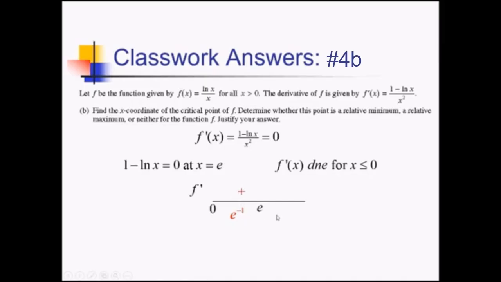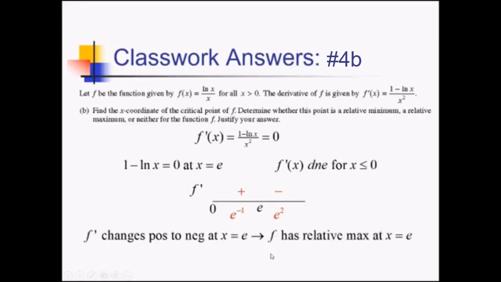And now something bigger than e, well, something that's easy. How about e squared? That would be 1 minus 2, which is a negative in the numerator. Denominator is still going to be positive because e squared squared is a positive. So overall negative result. Now in terms of justification, I see that f prime is changing from positive to negative at x equals e. Therefore, f has a relative maximum at x equals e.